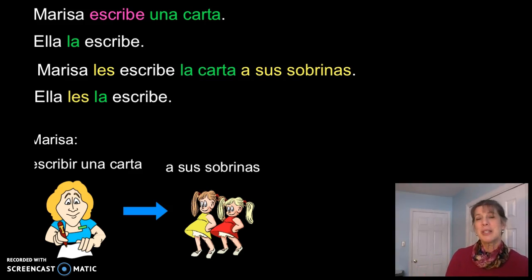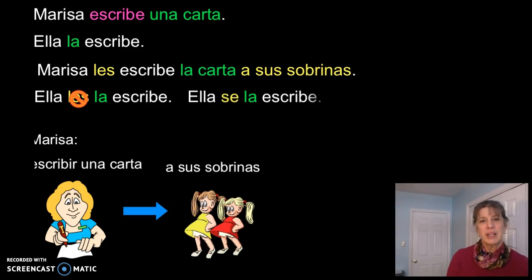So if I wanted to use the double object pronouns, it would be ella les la escribe. Oh, but wait. There's a problem here. I have an L and an L. So whenever you get that double sound where it's two third persons together, you're not going to use le or les there. You're only going to use the se. So ella se la escribe.